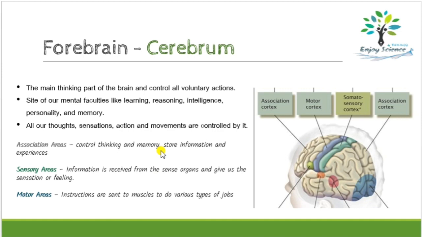Now let's see the first part of the brain, that is the forebrain. It consists of the cerebrum. Now this cerebrum controls the thinking part of the brain, and also all the voluntary actions. Whatever kind of actions you are performing, if that involves thinking, then it is controlled by the cerebrum.